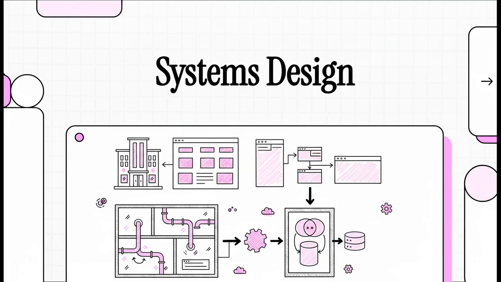Before anyone lays a single brick for a skyscraper, an architect has to create this incredibly detailed blueprint, right? Every single pipe, every wire, every structural beam is all planned out way in advance. Well, it turns out the exact same thing happens with the apps you use every single day. And we call that systems design. It's the secret blueprint that makes it all just work.